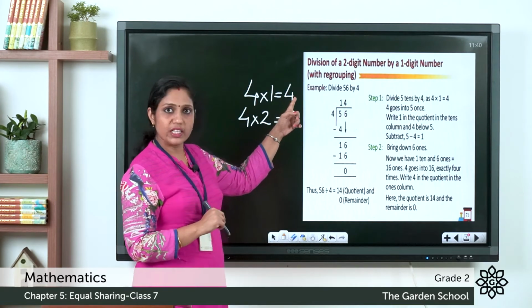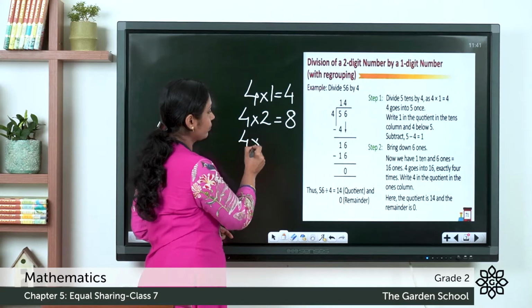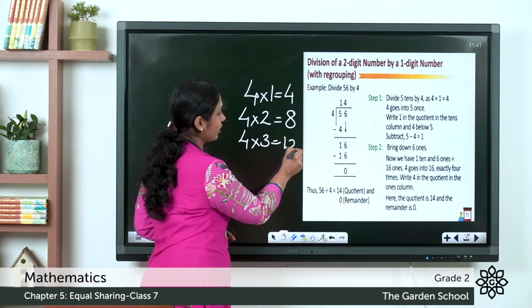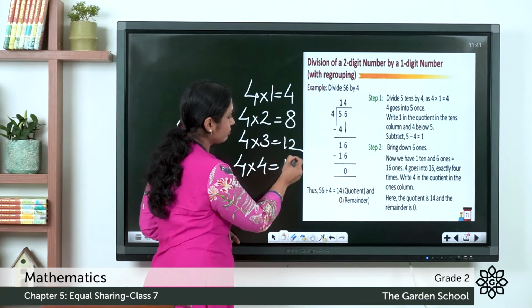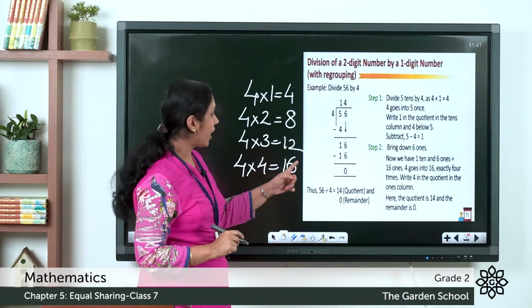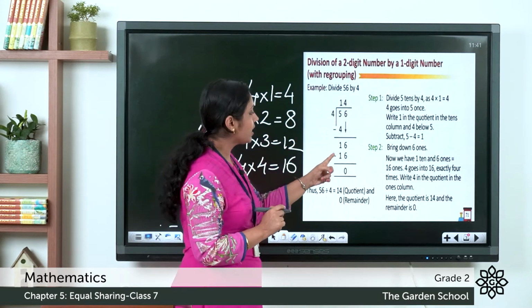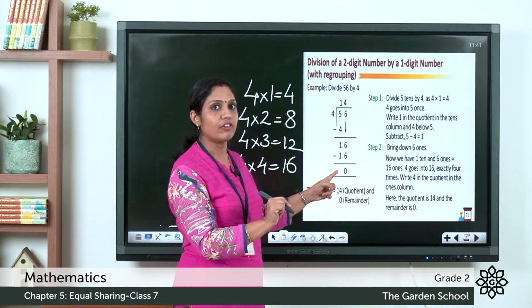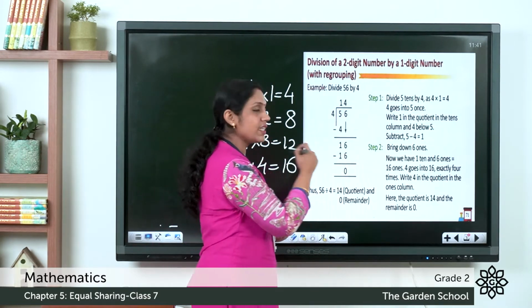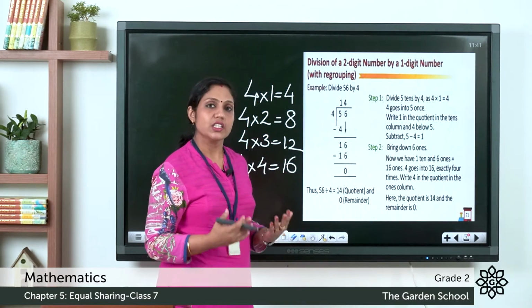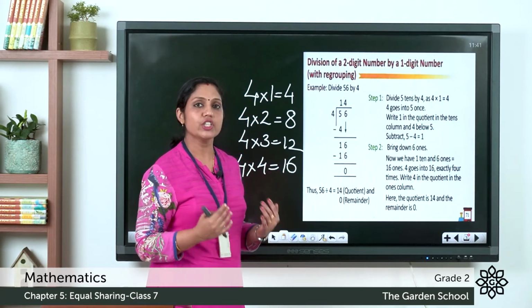Now we have to see if this 16 is divisible by 4. So 4 ones are 4, 4 twos are 8, 4 threes are 12, 4 fours are 16. So we got the number 16. So write how many times? 4 times. So write that 4 on top and 16 under 16 itself. Now what is the next step? Again we have to subtract. So 16 minus 16. The number is 0. Is there any other number to divide? No. So here we have finished our division.